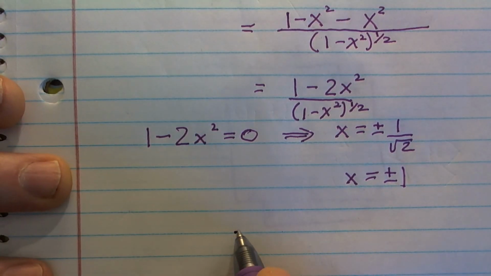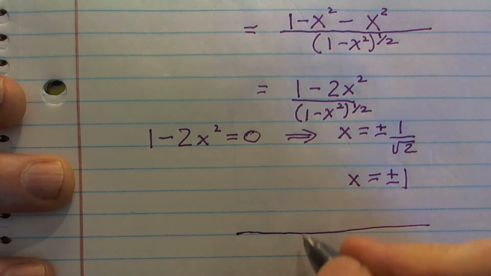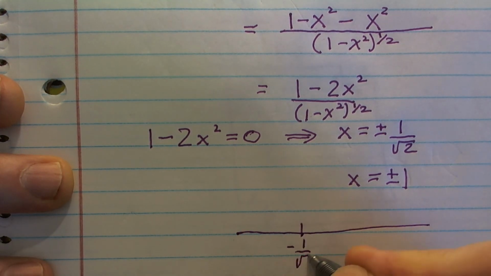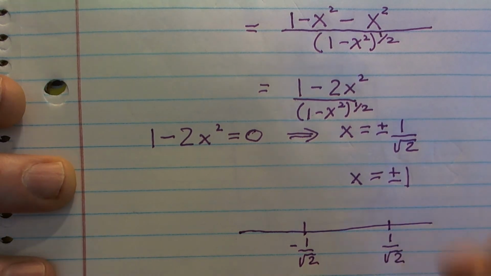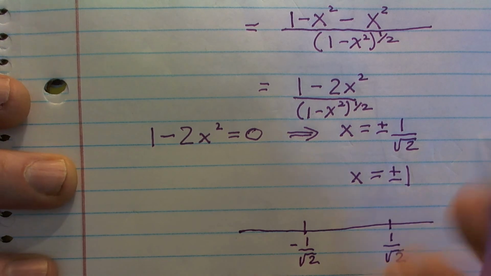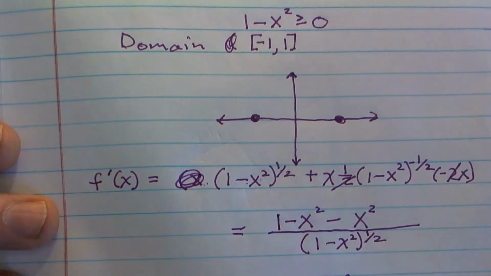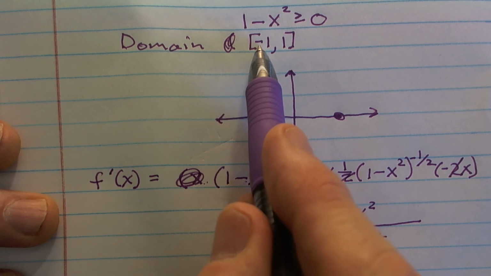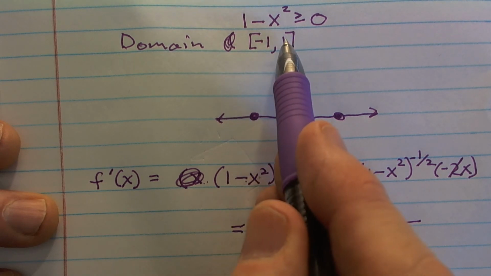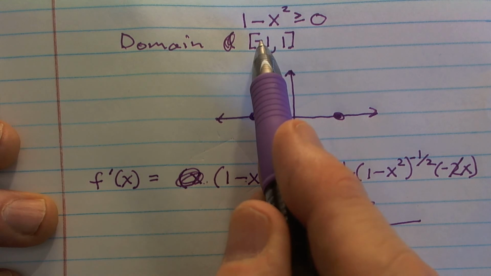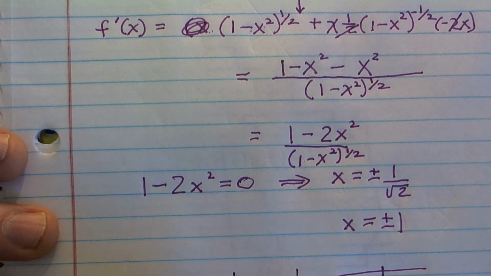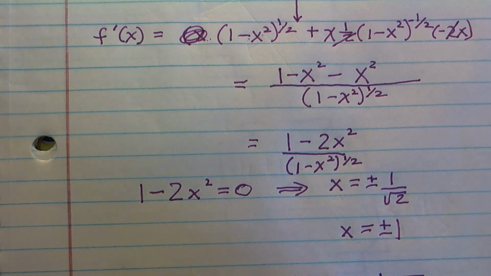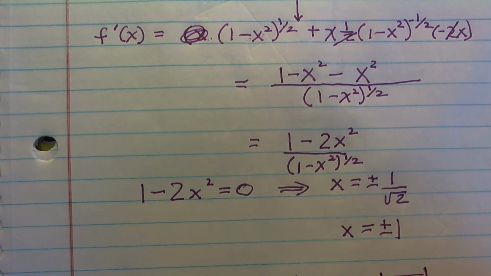So let's see what we have here now. We have a number line here, and I've got negative 1 over the square root of 2 and 1 over the square root of 2. Now, we've got this negative 1 and positive 1, but remember, we said that this function begins at negative 1, and it ends at positive 1. So I'm not going to think about anything to the left of negative 1. I'm just going to put a negative 1 here and a positive 1 over here.